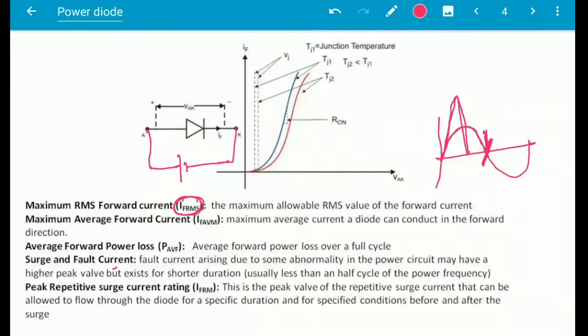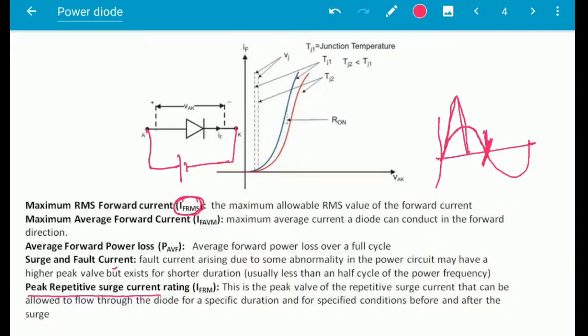Next is peak repetitive surge current. This is the peak value of the repetitive surge current that can be allowed to flow through the diode for specific duration and for specified condition before and after the surge. These are the definitions we should remember.